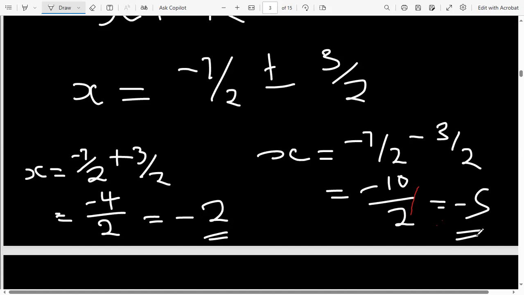Okay, so we've used 3 methods here, but we're still getting the what? The same answers. Okay, all right, so you can choose any method that you want to solve any quadratic equation. I've shown you the factor, I've shown you the formula, I've also shown you the what? The completing the square method.